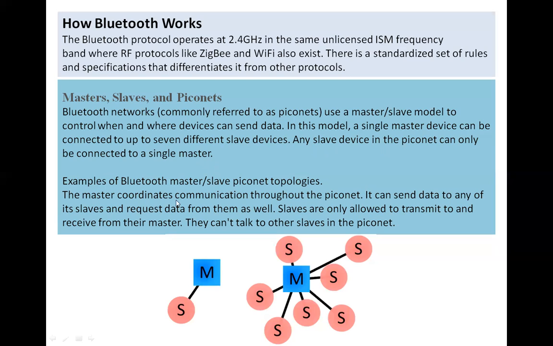The master coordinates communication throughout the piconet. It can send data to any of its slaves and request data from them as well. Slaves are only allowed to transmit to and receive from the master. They cannot talk to other slaves in the piconet.